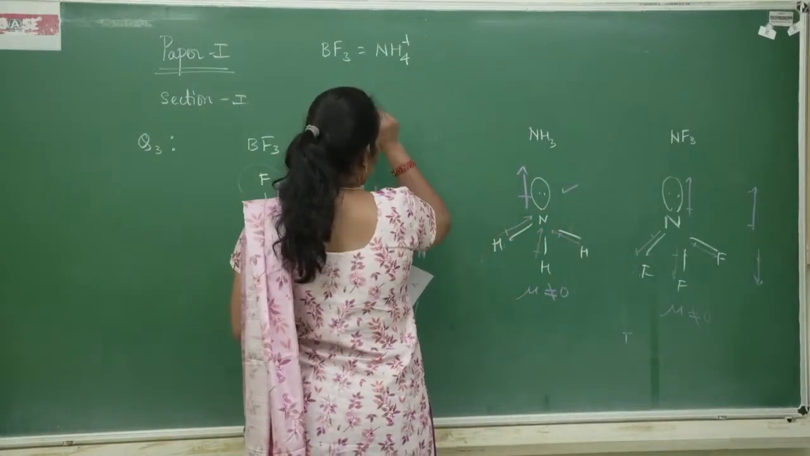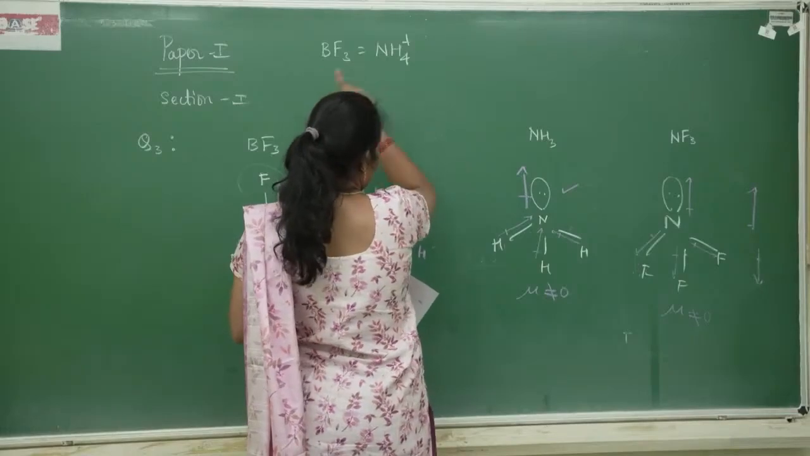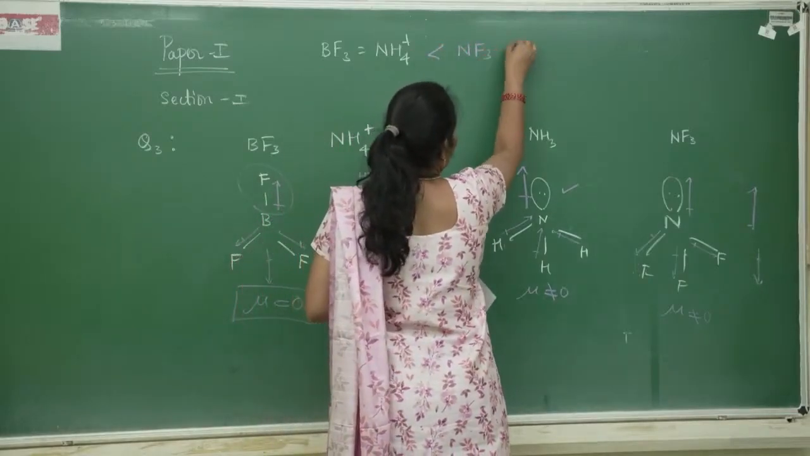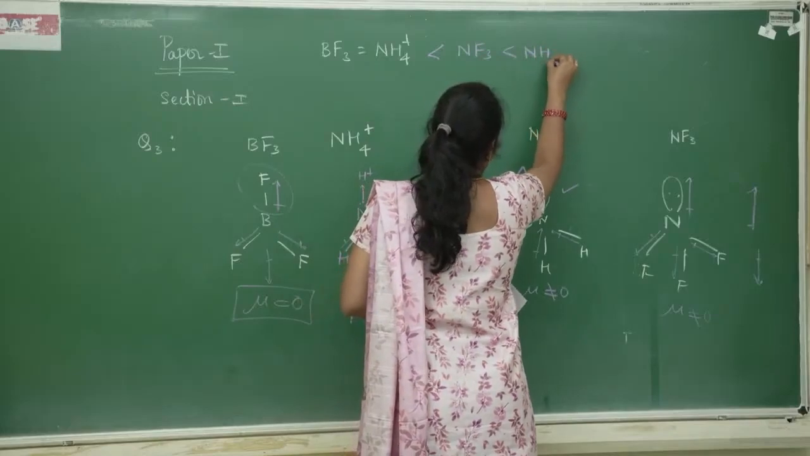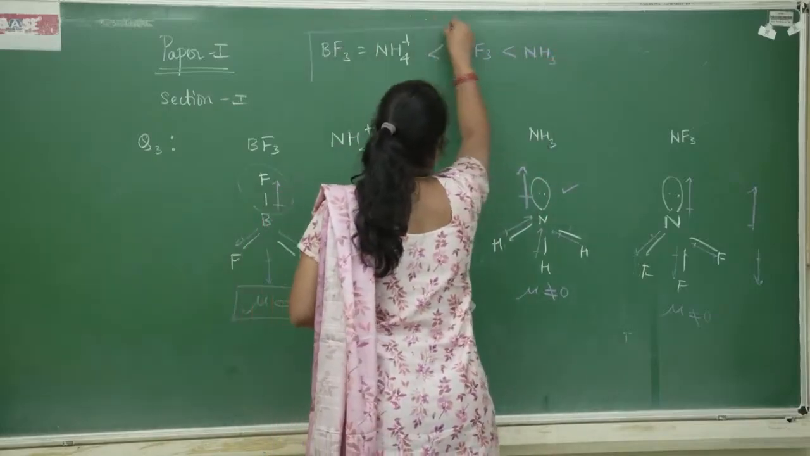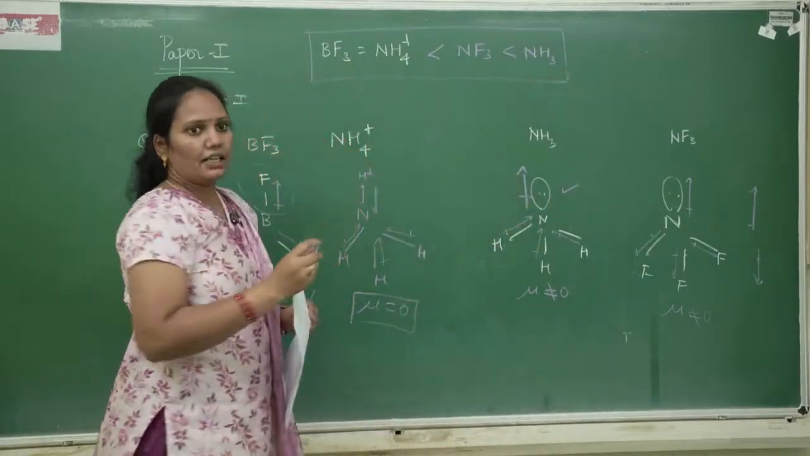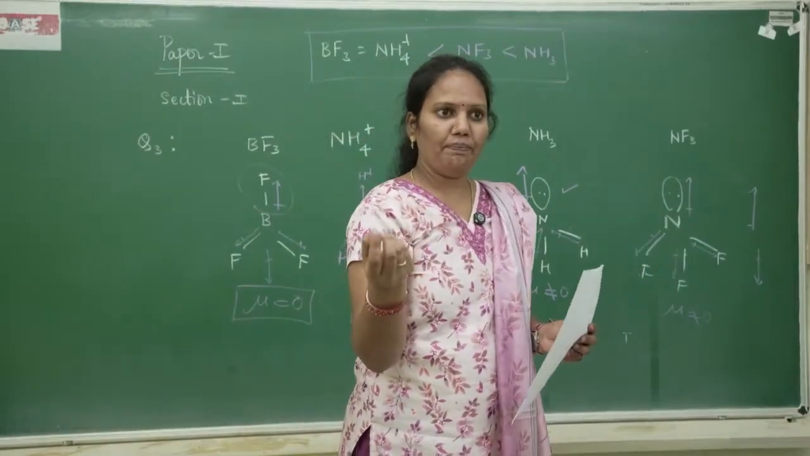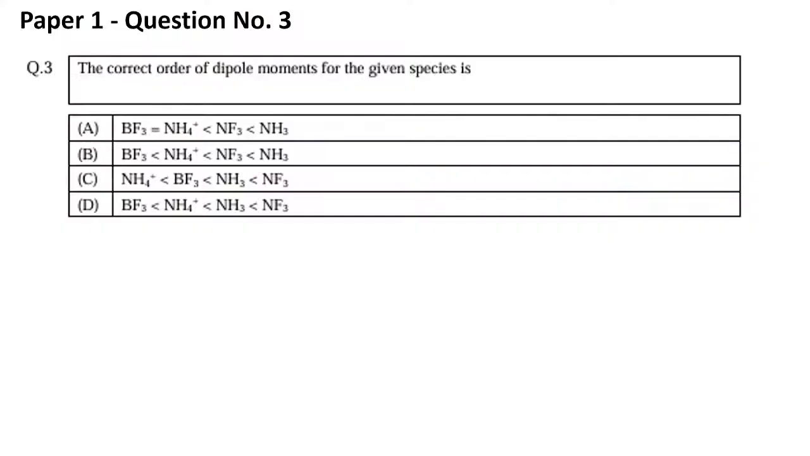As a result, we can say that BF3 is equal to NH4 plus, which is less than NF3, which is less than NH3. Therefore, among all of them, NH3 is having the highest dipole moment. According to the option, sir, can you show the option? According to the option, it is option A, where BF3 is equal to NH4 plus, then NF3, then NH3. Therefore, it is option A.